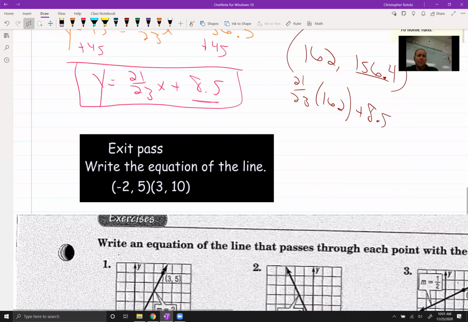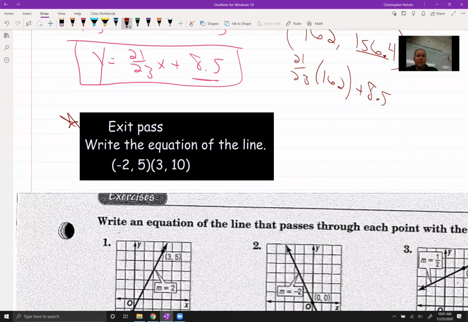All right, so we do have an exit pass. So please give yourself a little space. Show me that you understand what we're doing here with this problem by putting it off to the side. And we'll check that out as we talk virtually, in class, online, whatever it is.